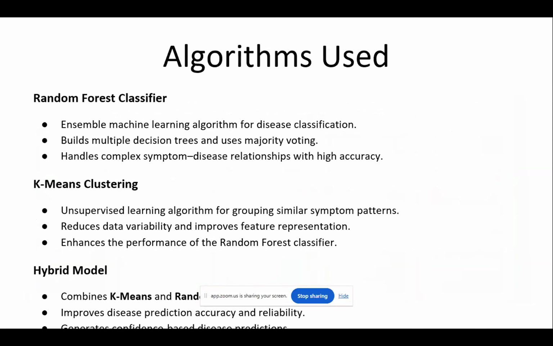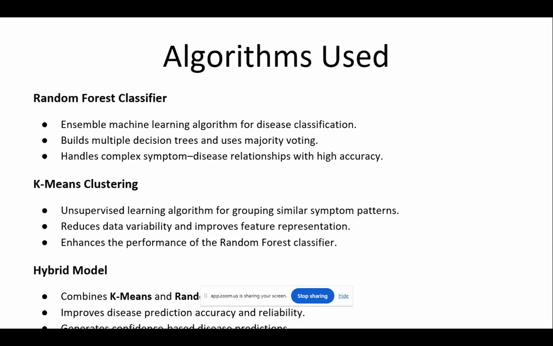The algorithms used in our hybrid framework combine two machine learning techniques. The first is the random forest, which is a supervised learning algorithm. Instead of relying on a single decision tree, it builds multiple trees and combines their predictions through majority voting. This improves prediction accuracy while reducing overfitting.